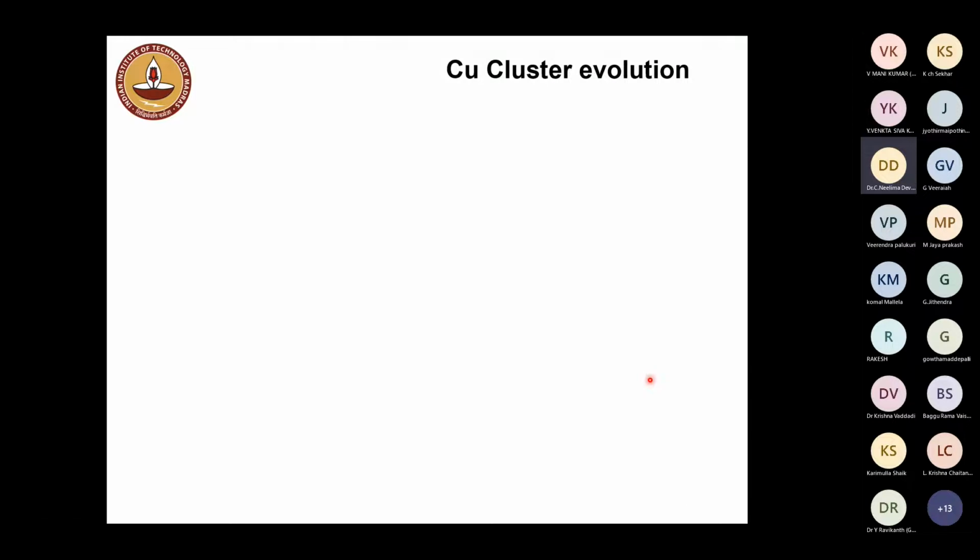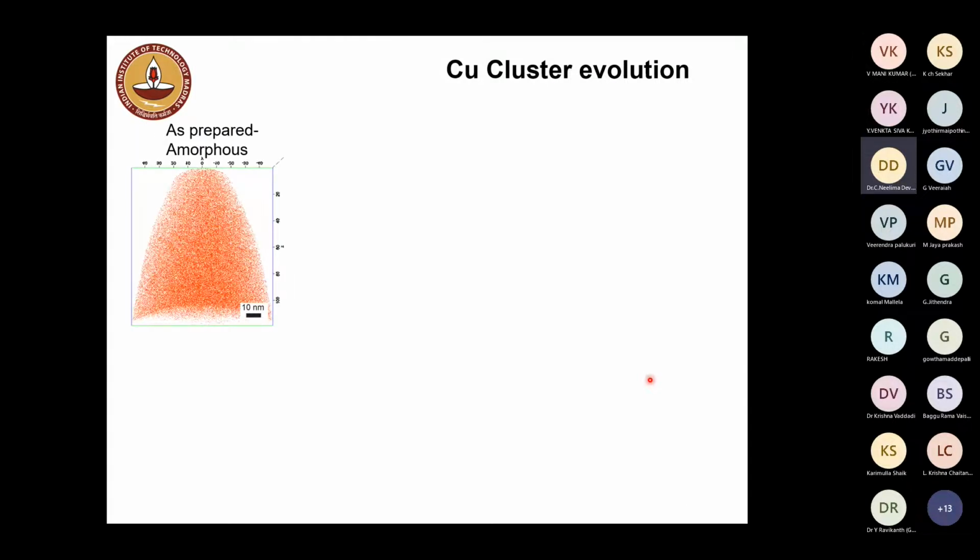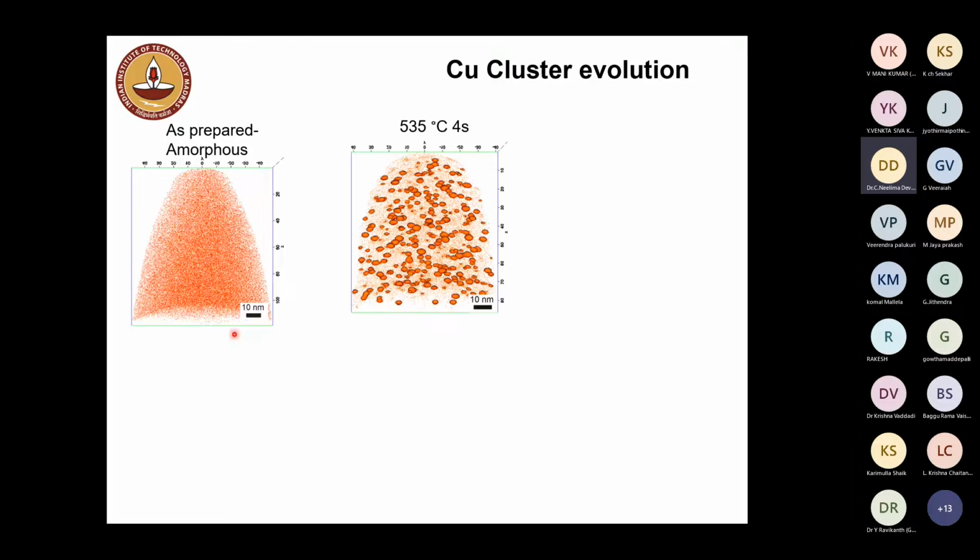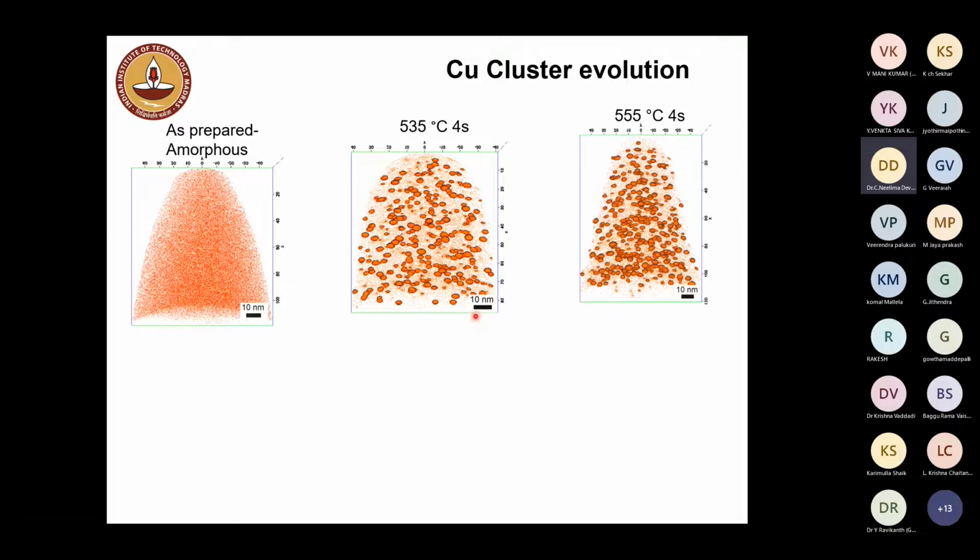So you go into atom probe tomography, and I filtered out only the copper distribution from the atom probe, whereas iron and others are still there. If you look at the as-prepared amorphous state, all the copper atoms are homogeneously distributed in a three-dimensional matrix. Now you anneal them at 535, as you saw in the earlier slide, where everything looks amorphous as per TEM. You see the copper has already started forming these clusters at the nanoscale, which are uniformly distributed across the three-dimensional space. Now you keep on increasing the temperature.